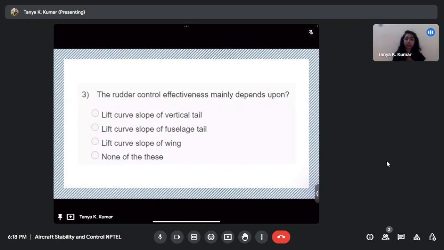The rudder control effectiveness depends mainly upon, what would it be? Is it the lift curve slope of the vertical tail, of the fuselage tail, of the wing, or none of these? Where is the rudder located? On the vertical tail. So it will be the lift curve slope of the vertical tail, right?